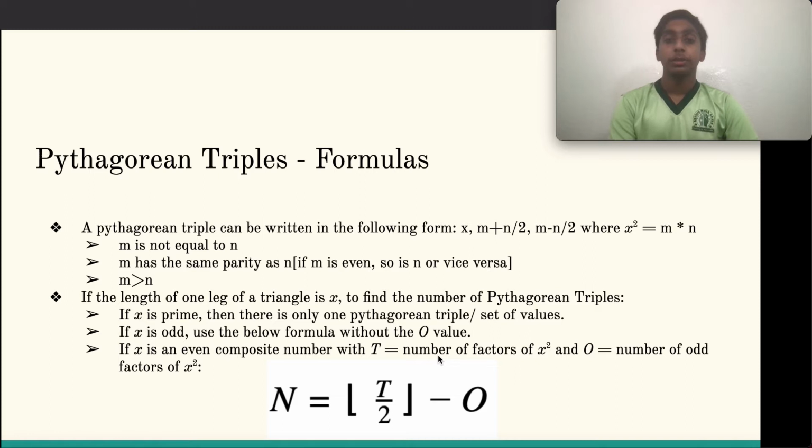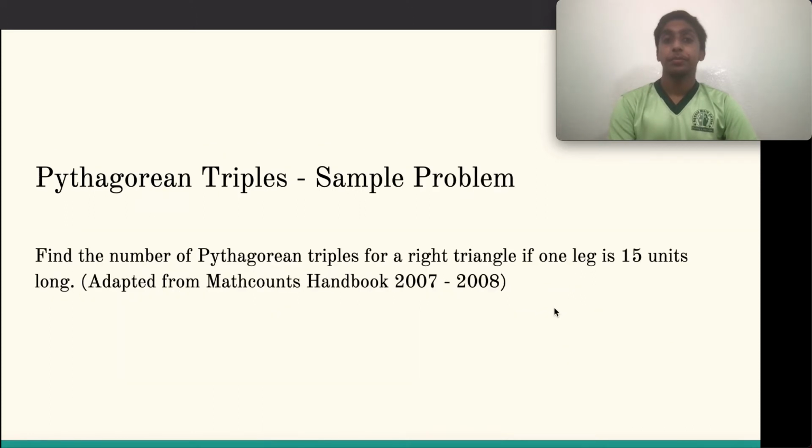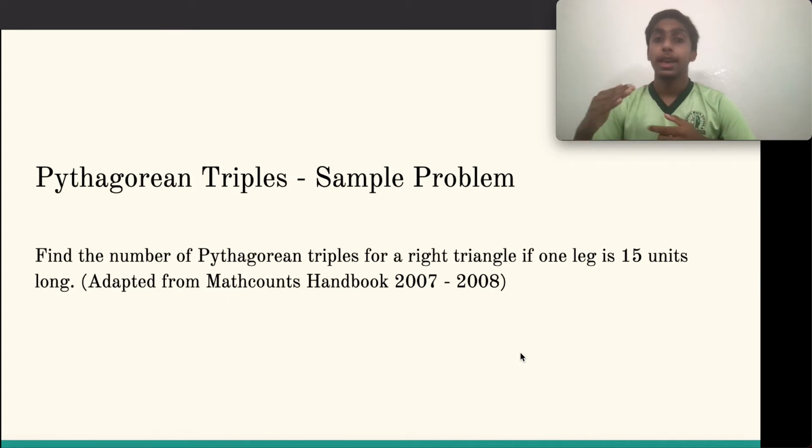Okay, so let's move on to the next slide. So here we have a sample problem utilizing the formulas that we just learned. Find the number of Pythagorean triples for a right triangle if one leg is 15 units long. So your 15 units can be your x value if you want to think of it like that. And this is from the Mathcounts handbook 2007 to 2008.